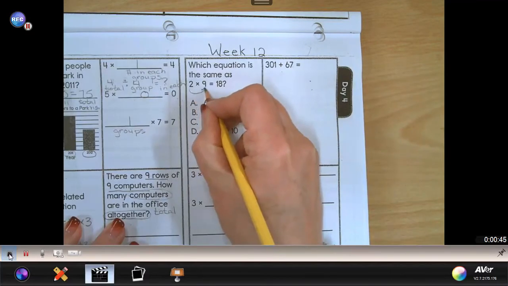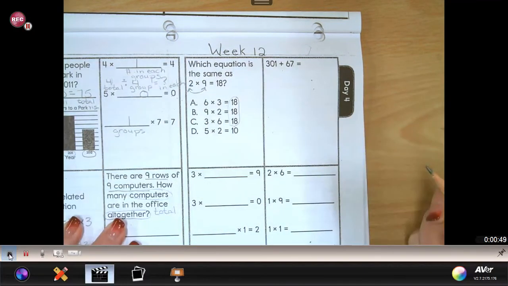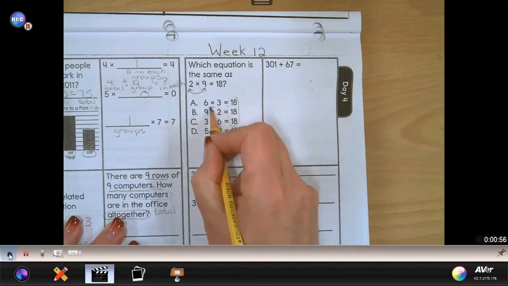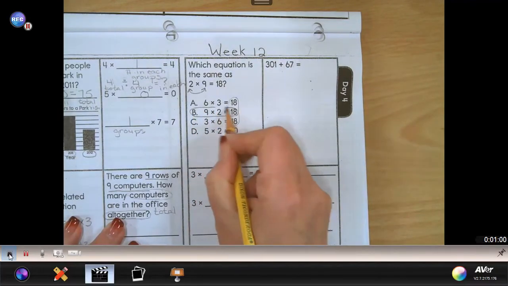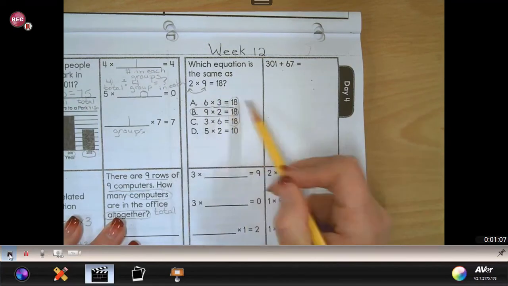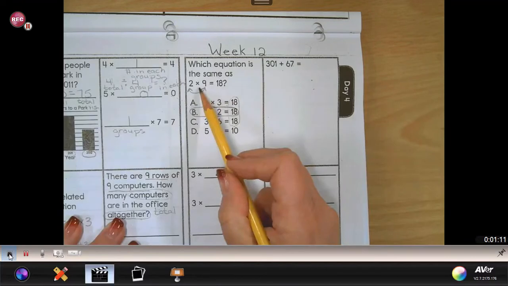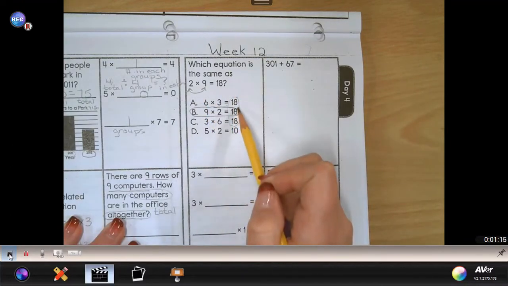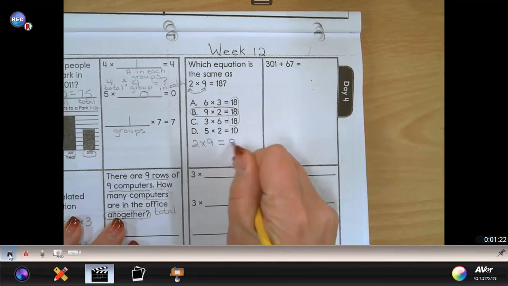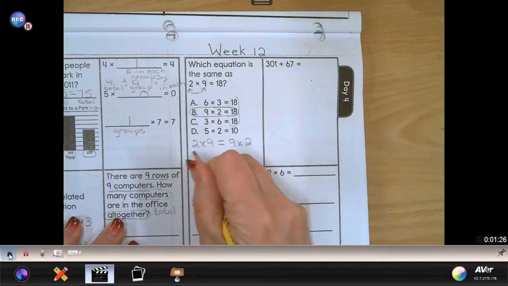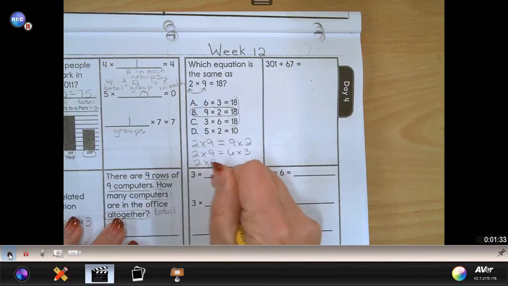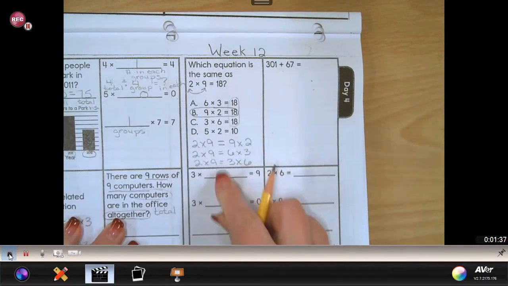If I were to switch these factors from 2 groups of 9 to 9 groups of 2, then that is showing the commutative property of multiplication, or we call it the order property, where you can switch the order of the factors and you will still have the same product. Now these do have the same value as 2 times 9, so that means that they are equivalent to that as well. So really we could do 2 times 9 is the same as 9 times 2, and 2 times 9 is the same as 6 times 3, and 2 times 9 is the same as 3 times 6, because they are equivalent to each other.